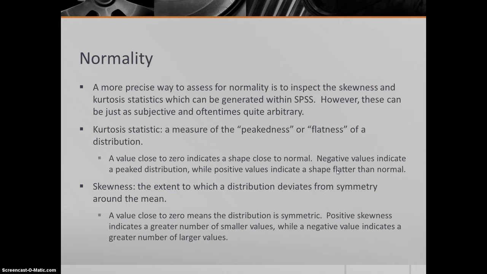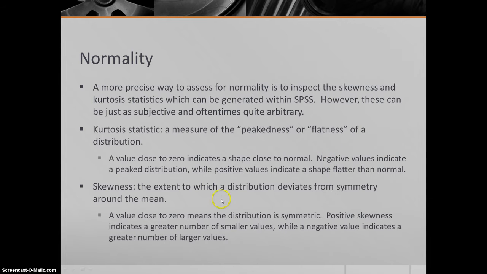And so it'll create these values. The kurtosis is a measure of the peakedness or the flatness of the distribution. The closer it is to zero, the closer the shape is to normal. Negative values indicate it's a peaked distribution. Positive values mean it's going to be flatter than normal.